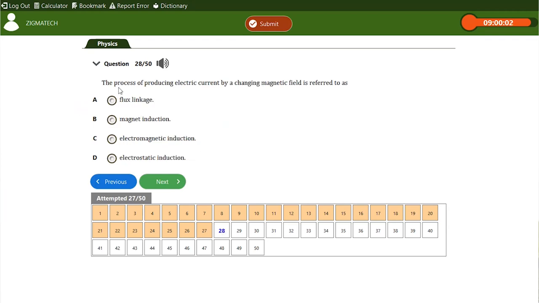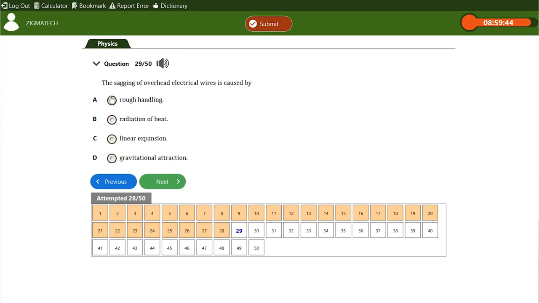The process of producing electric current by changing magnetic field is referred to as... whenever there is a change in magnetic field, an EMF is induced, and this is the language of electromagnetic induction, not linking flux.